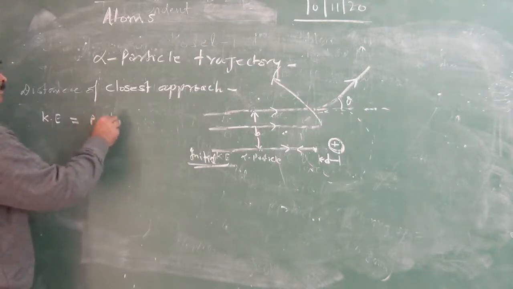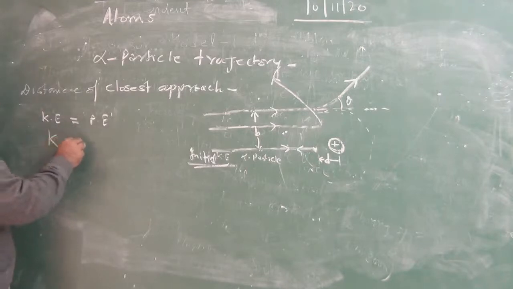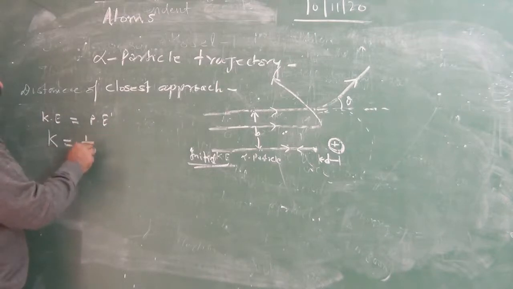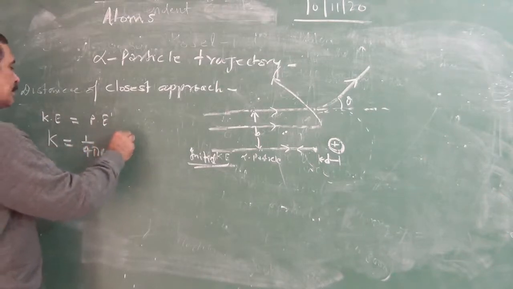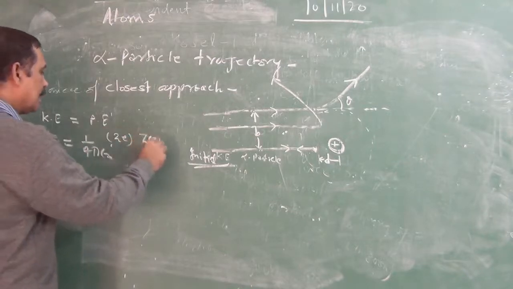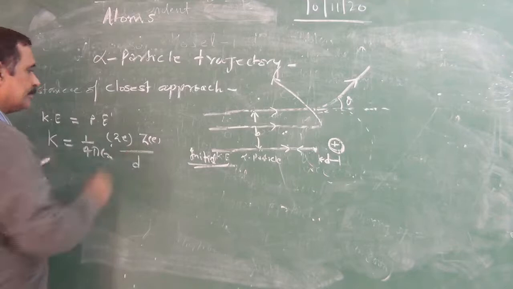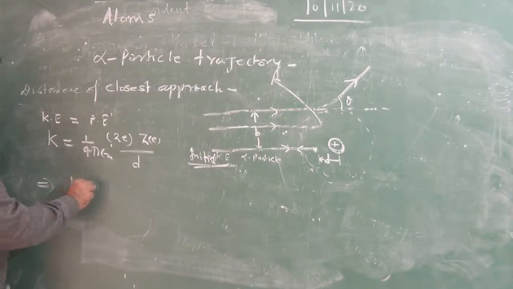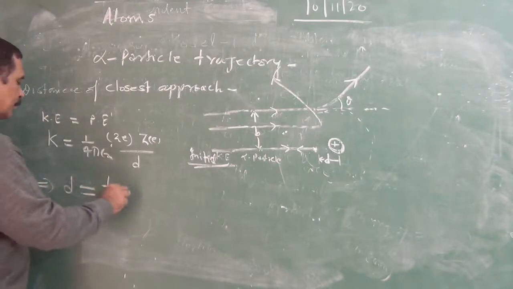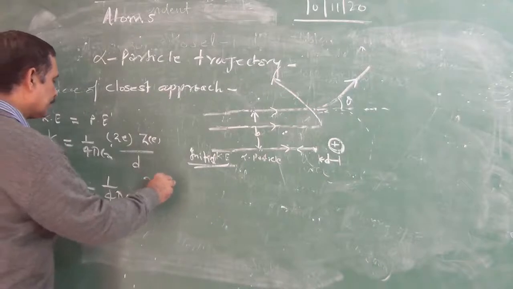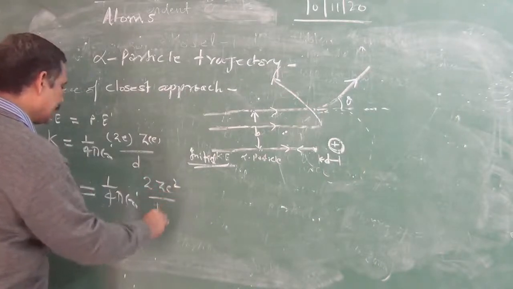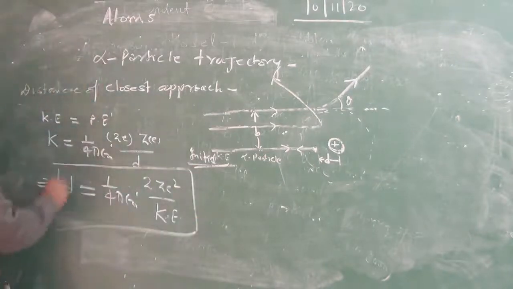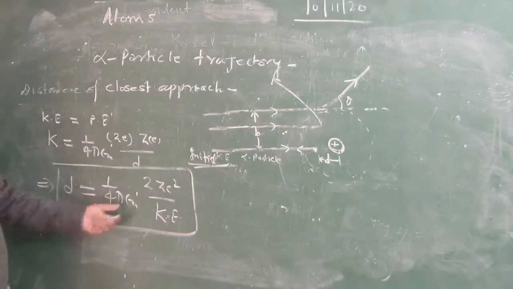This is the potential energy. So the kinetic energy K equals the potential energy between the alpha particle and the nucleus, 1 upon 4 pi epsilon naught, 2E and ZE upon D. So with the help of this formula we can calculate D equal to 1 by 4 pi epsilon naught, 2 ZE square upon K, where K is the kinetic energy. With this formula we can calculate the distance of closest approach.